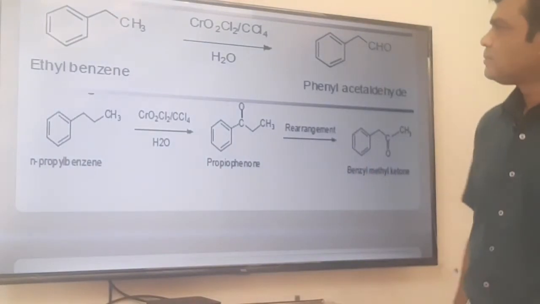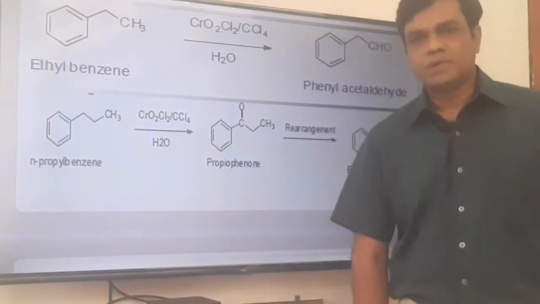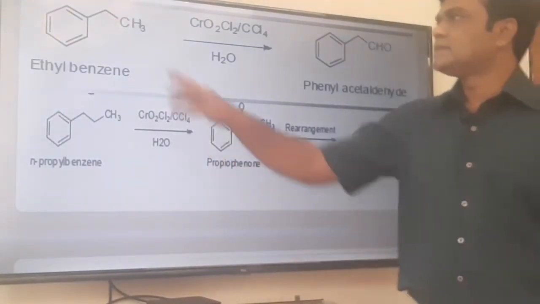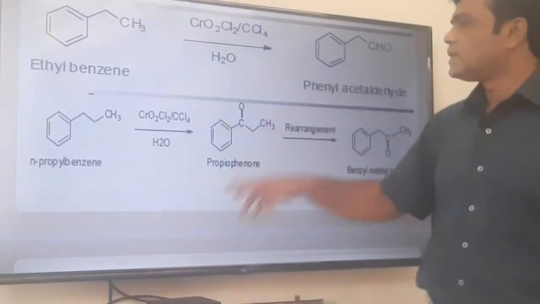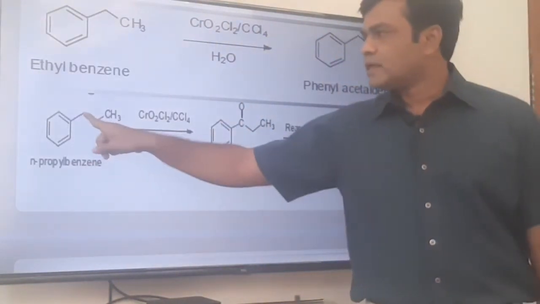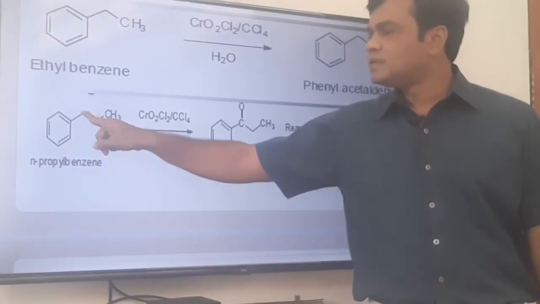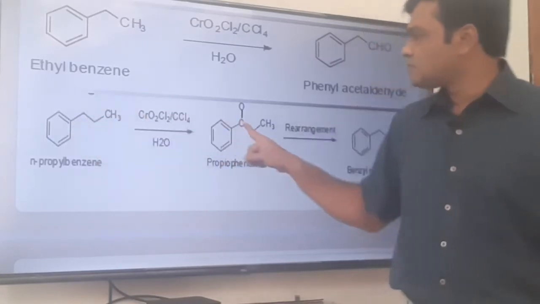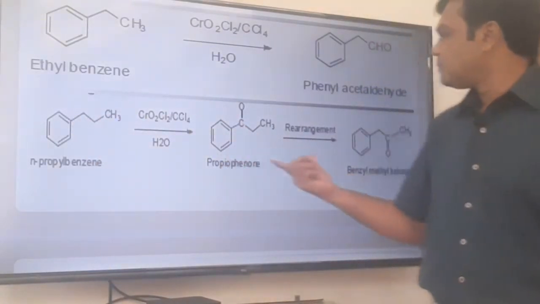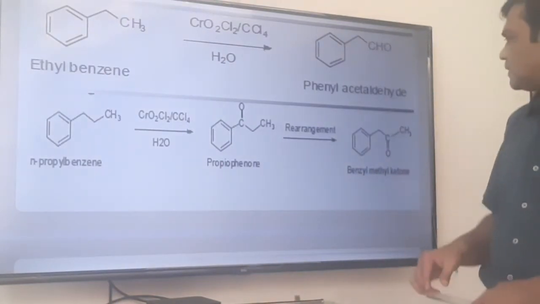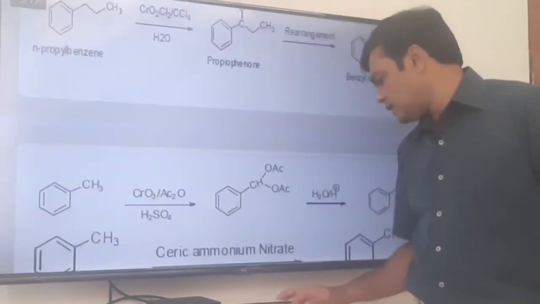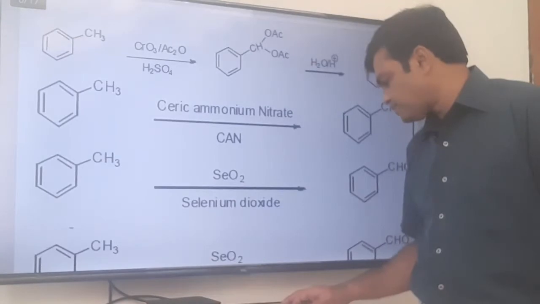This particular example you have to remember about chromyl chloride: here in this example CH3 is oxidized to aldehyde, but in the case of n-propyl benzene, the CH2 group which is directly attached to benzene is oxidized to a carbonyl group, and then rearrangement takes place to give this benzyl methyl ketone. That is the particular example you have to remember.